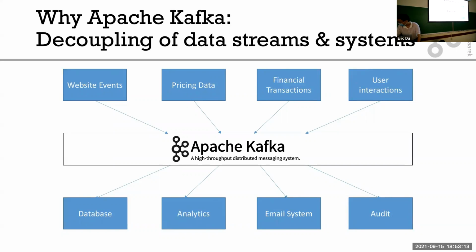So for example, what do we have in Kafka? Well, you can have any data stream you can think about. For example, it could be website events, pricing data, financial transactions, user interactions, and many more. Additionally, once the data is in Kafka, you may want to put it into any system you like, such as a database, your analytics systems, your email system, or your audits.